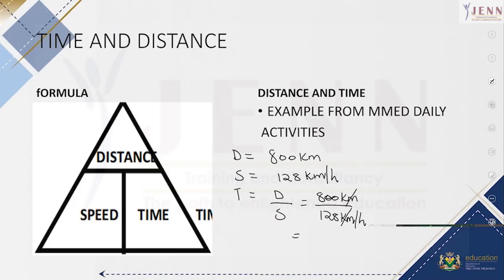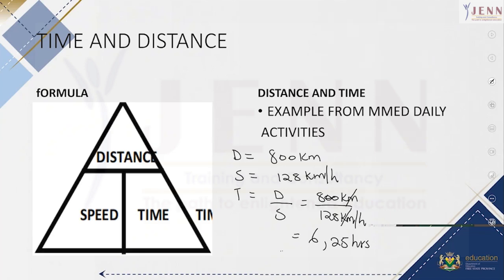So 800 divided by 128 is 6.25 hours. Then give your answer in hours and minutes. Most of the learners will say it's 6 hours and 25 minutes. So the right way of doing 0.25 is not 25, it's 0.25 of an hour, meaning it's 0.25 of 60.